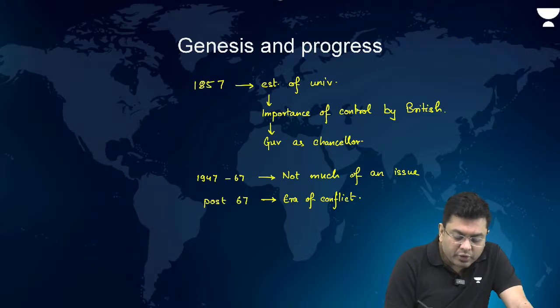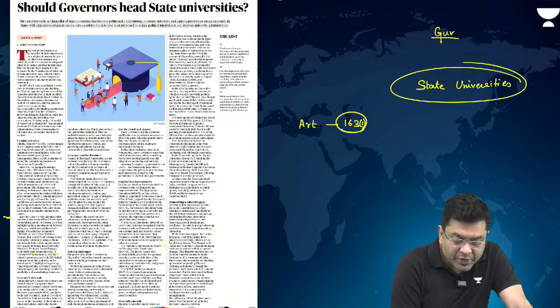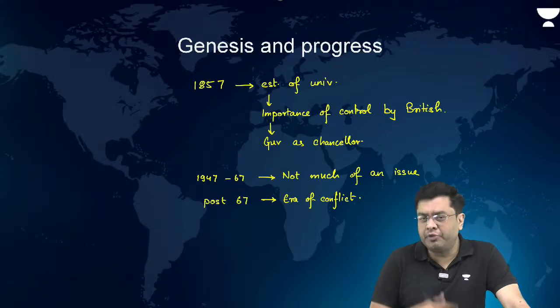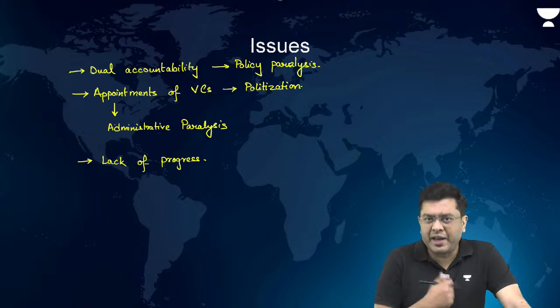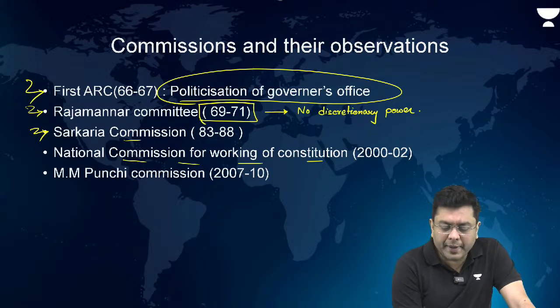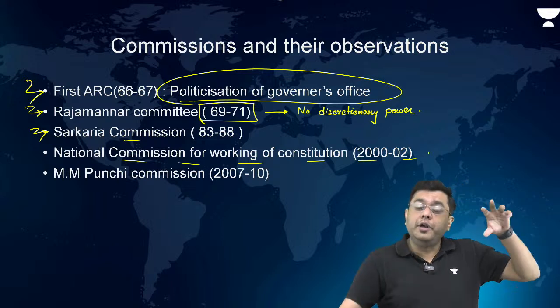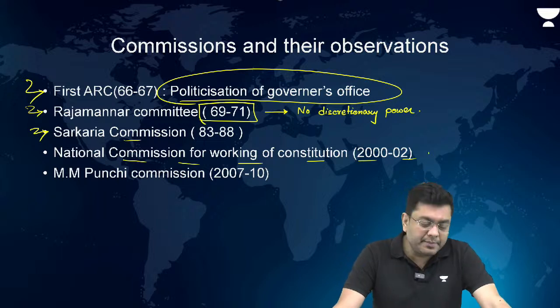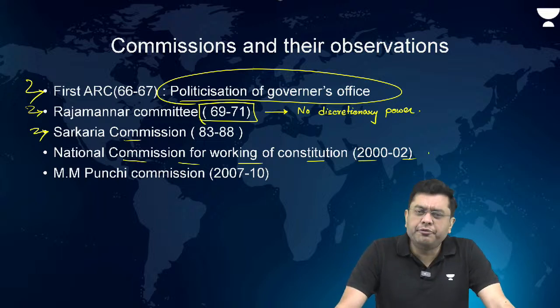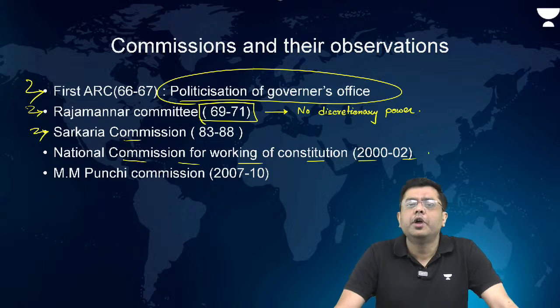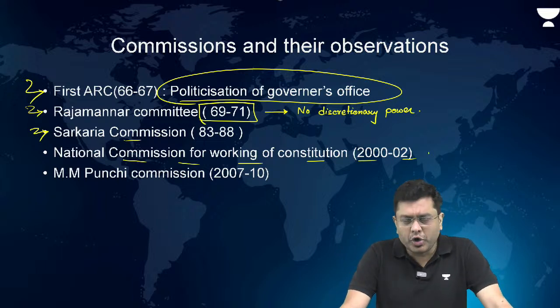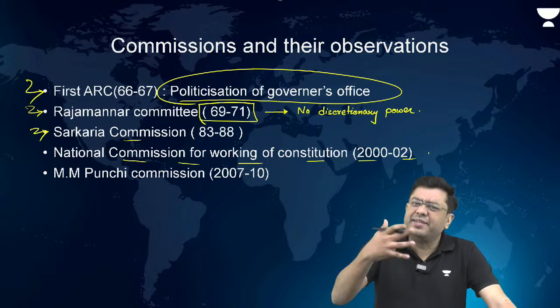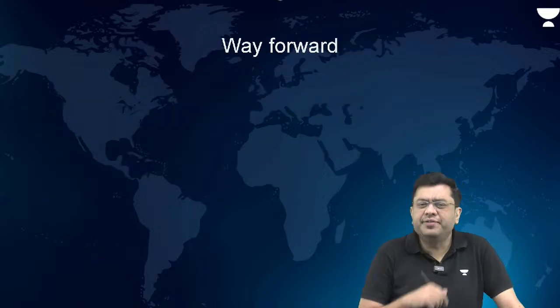Then there is the National Commission to review the working of the Constitution, by Justice Venkatachaliah. This also talked about the importance of reducing the discretionary role of the governor, and similarly something was highlighted by the Punchhi Commission as well. Again, for establishing center-state relations, it talked about depoliticization of the governor's office, ensuring that the governor follows the recommendations of the state government, so that the tussle is not there. But then what is the way forward?